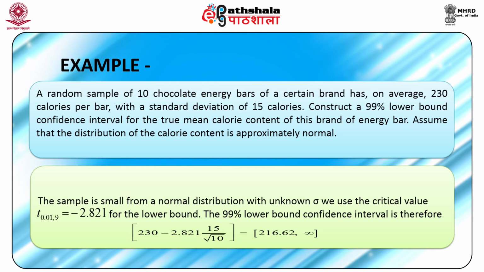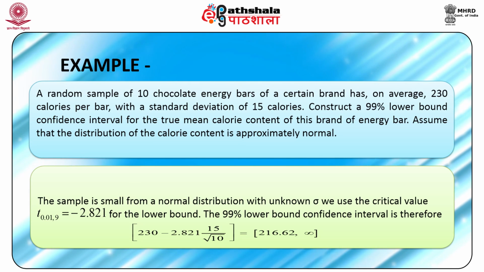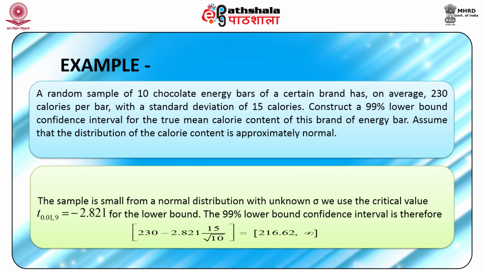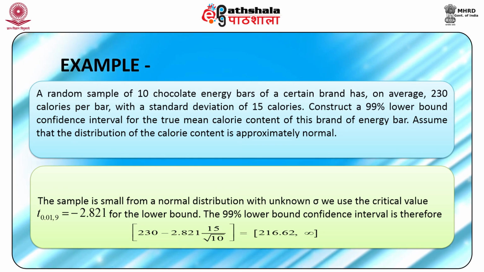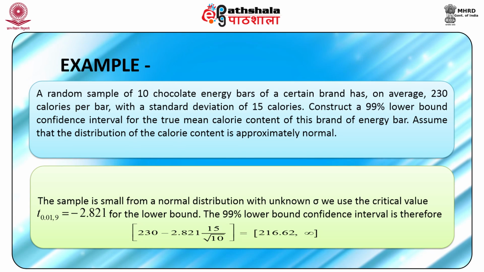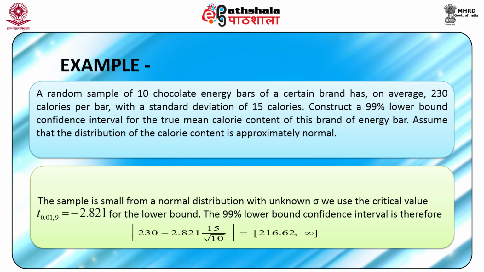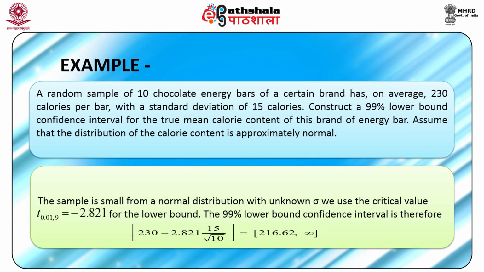Let's take another example, example 7. A random sample of 10 chocolate energy bars of a certain brand has on an average 230 calories per bar with a standard deviation of 15 calories. The question is, construct a 95% lower bound confidence interval for the true mean calorie content of this brand of energy bar. Assume that the distribution of the calorie content is approximately normal. What is the solution in this case?